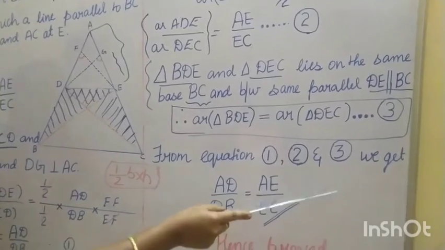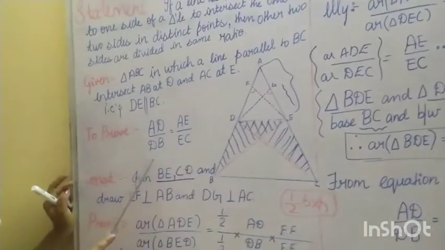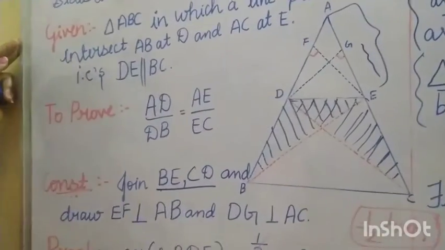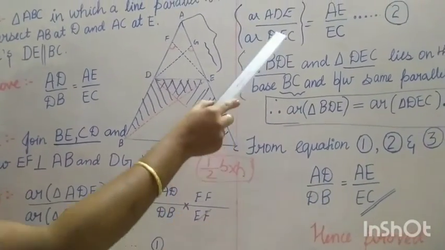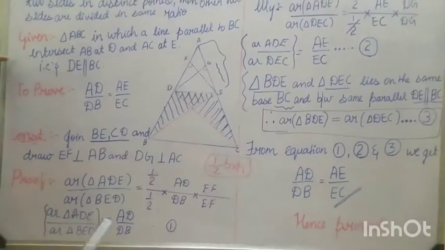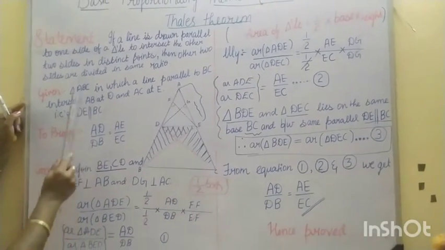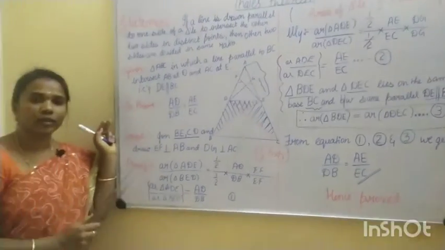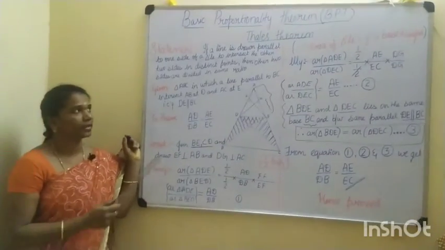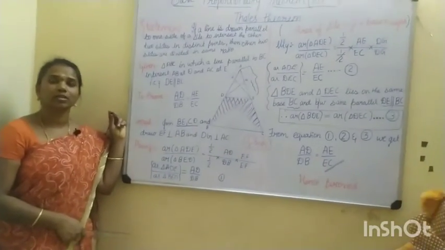So you can come back again to the to-prove column. Here also in the to-prove column, what do we have? AD by DB is equal to AE by EC, by comparing the areas. So hence the statement has been proved. This is the concept and the proof of the Thales theorem or basic proportionality theorem. Hope this is useful for you.